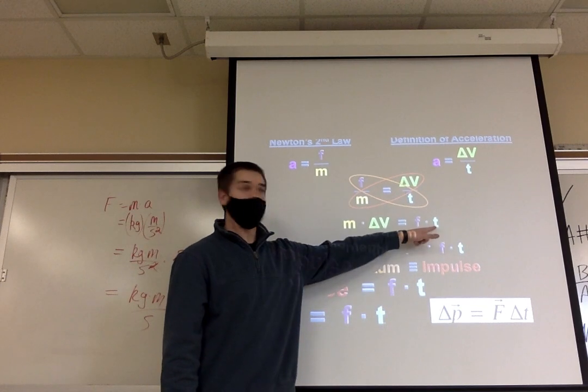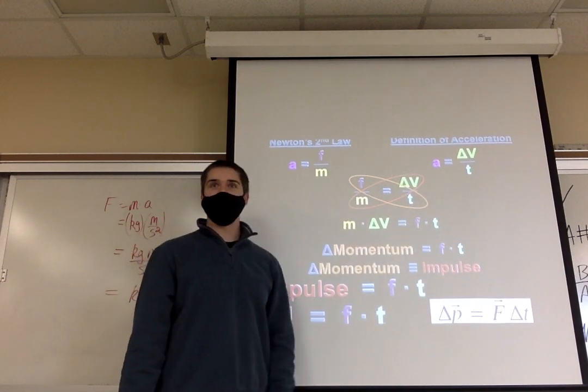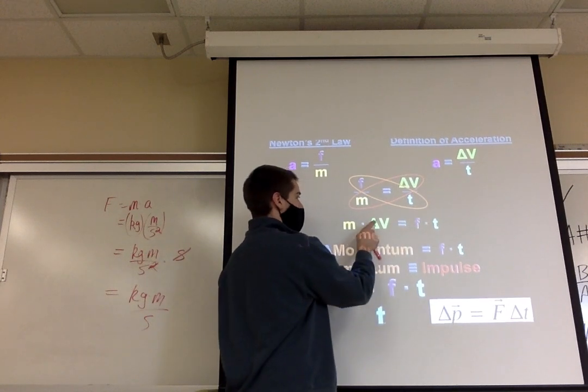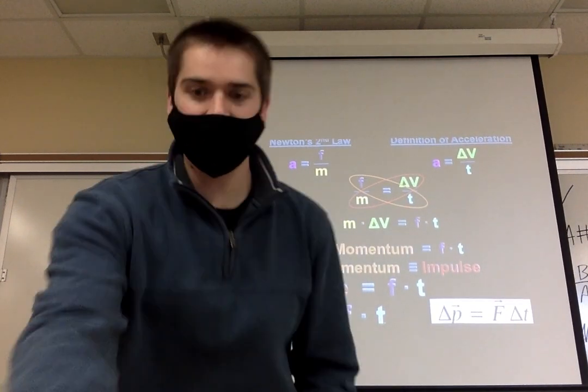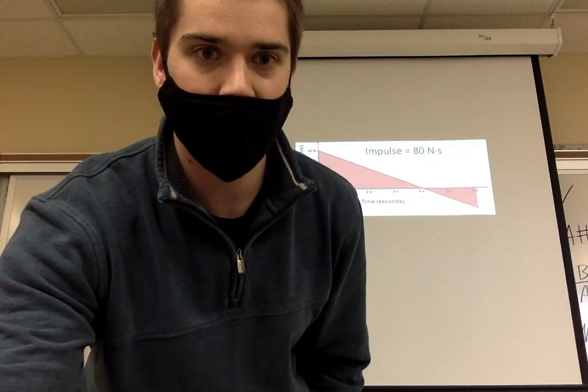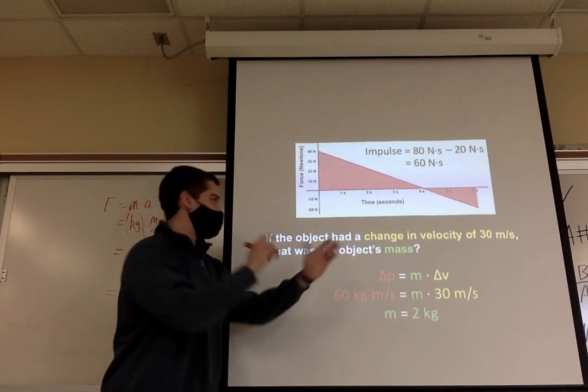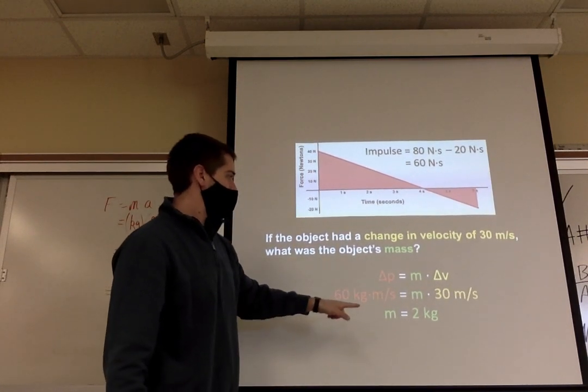30 and say it's 2 kilograms. Bingo. You know that the change in momentum is equal to the impulse, so I put 60. Impulse is equal to mass times delta V. They told you delta V. From there, it's a plug and chug.